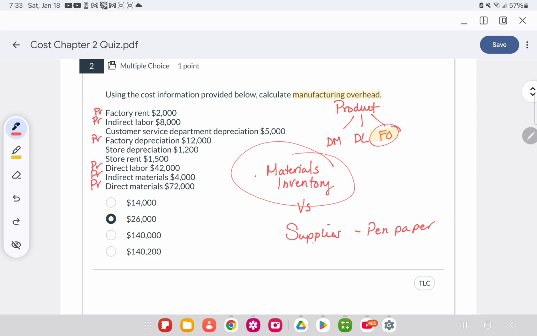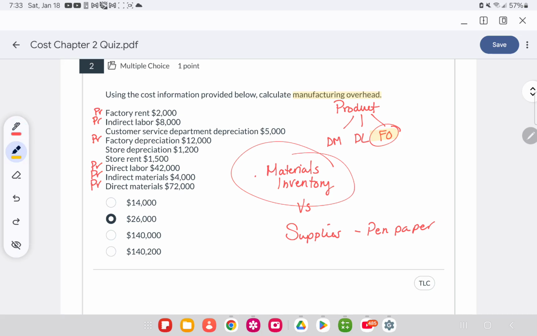So supplies would not ever be direct materials. Supplies typically are going to be factory overhead if they're in the factory. If we're using pens, paper, pencils within the factory, that would be factory overhead, a product cost. If they are supplies being used at the corporate headquarters or for the accountant, that would be a period cost. So we have to pay close attention there. All right, back on topic.